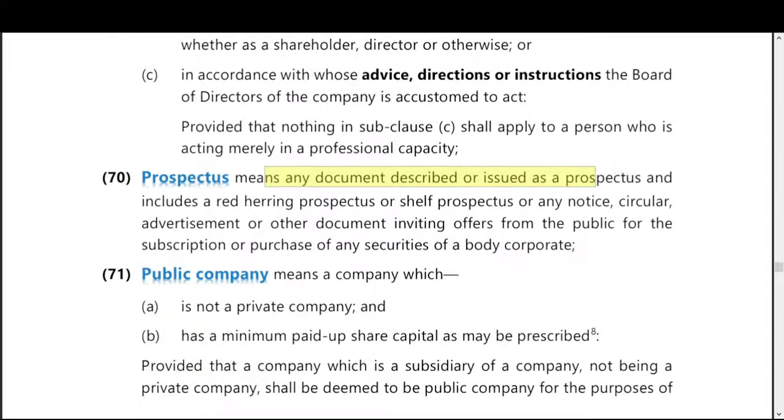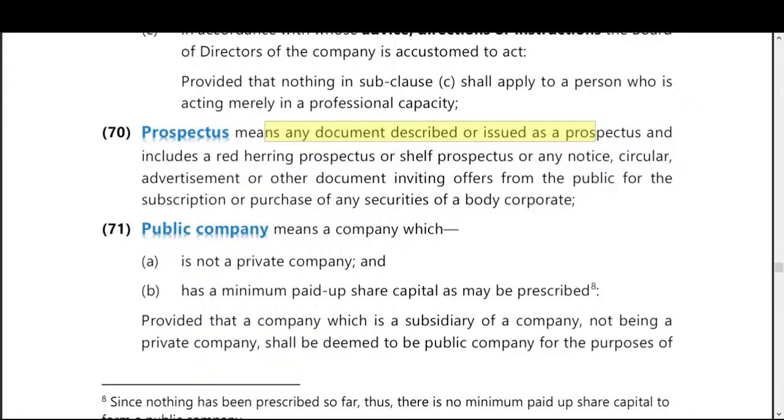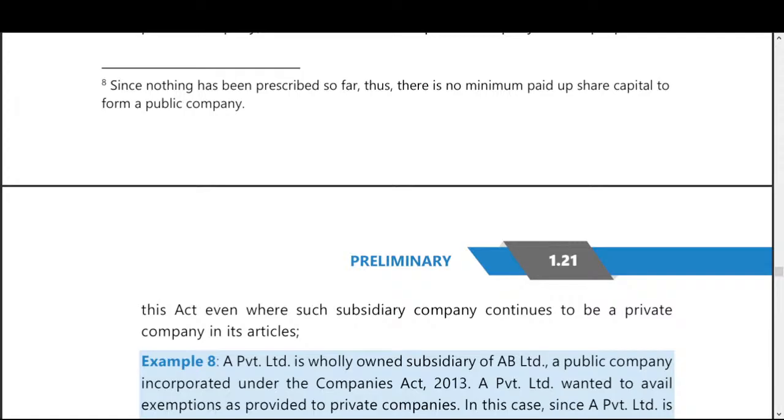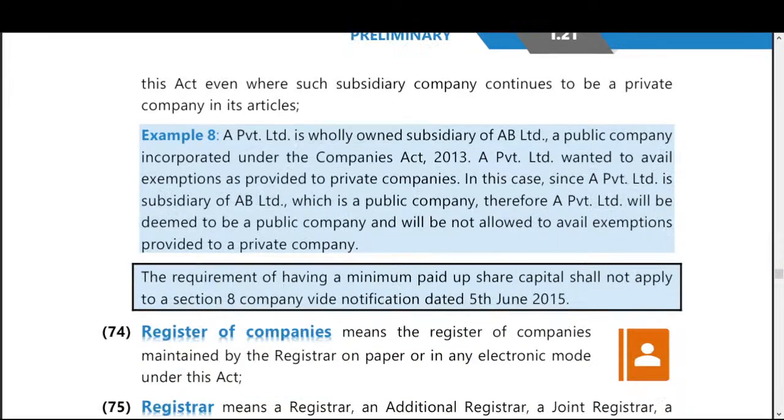Public company means a company which is not a private company and has a minimum paid up share capital as may be prescribed, provided that a company which is a subsidiary of a company not being a private company shall be deemed to be a public company for the purposes of this Act, even where such subsidiary company continues to be a private company in its articles.